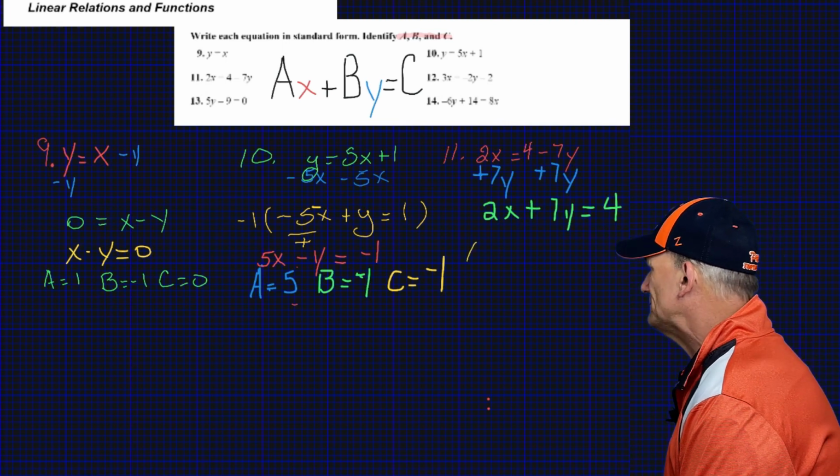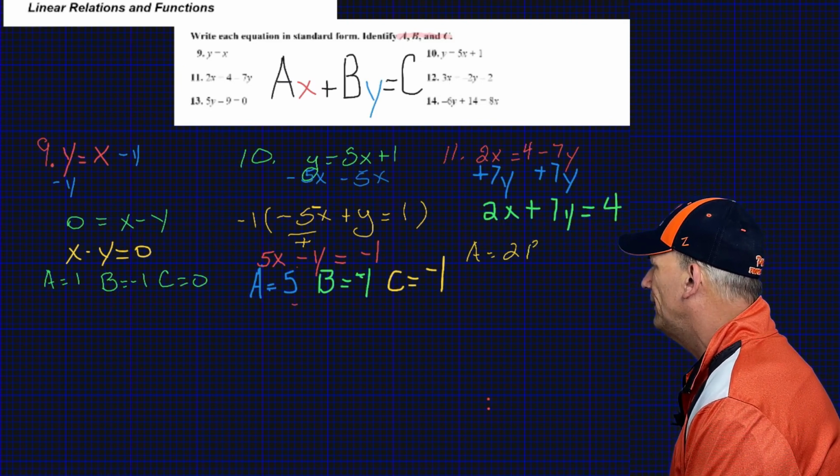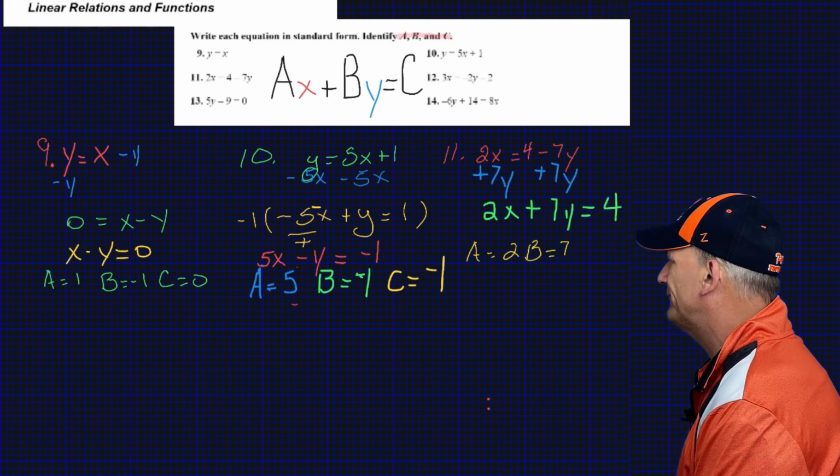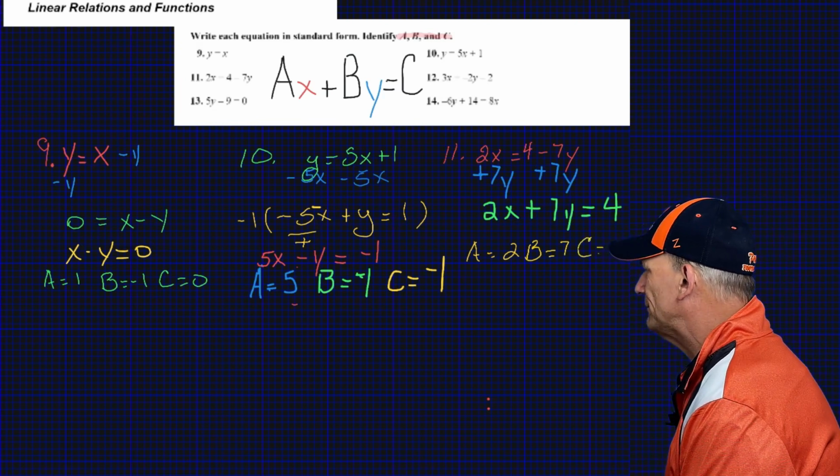All right, 11. What do we have to do here? All we have to do is add 7y over to the left, and we have 2x plus 7y equals 4, a is 2, b is 7, and c is 4. Yes, linear.